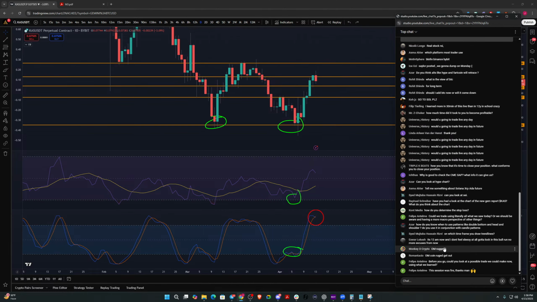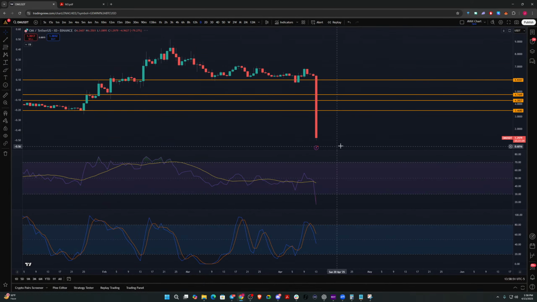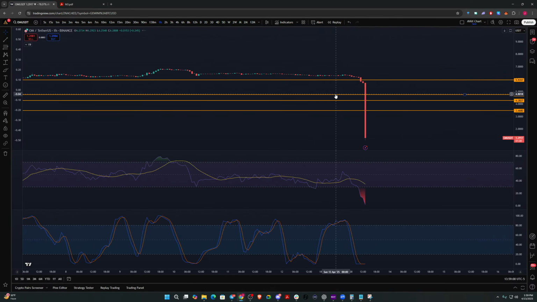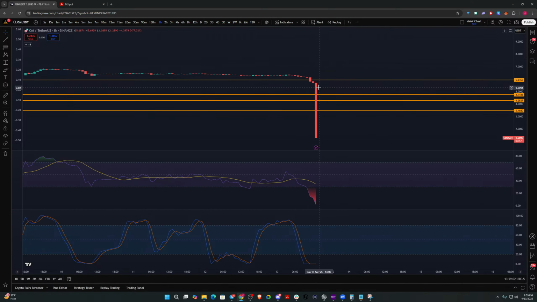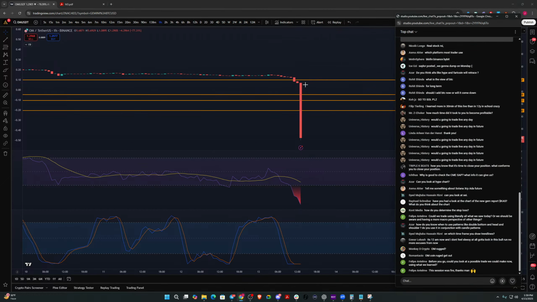Monkey says, OM rugged. OM coin rugged, get out. OM coin. Let's see. Oh, that is crazy. Wow, OM coin rugged. That is crazy. Hopefully none of you guys were in that. That's horrible. Could not prepare for that one. Ouch. Maybe they got hacked. That's crazy.